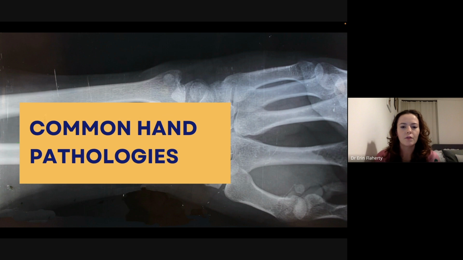Well, so that's mostly our forearms and our wrists. If there's any questions, fire away in the chat and I can pick them up as we go along.